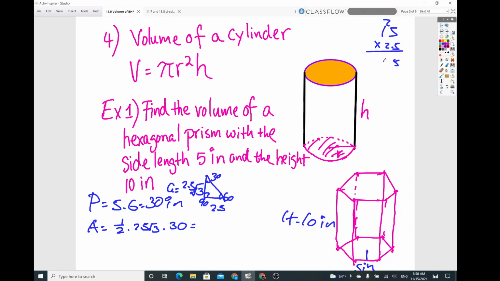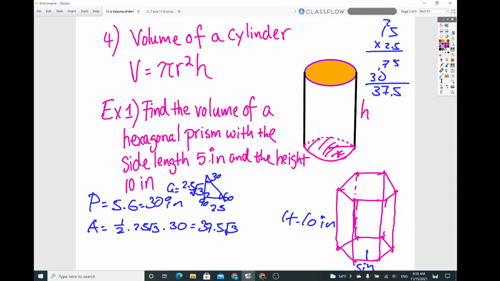25, 75, 2 times 5, 10, 1 times 2, 2, plus 1, 3. So 5, 7, 3. 1 decimal place, so 37.5 root 3. Okay, so we get the area of the hexagon.